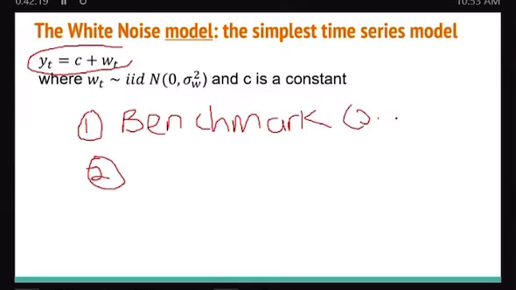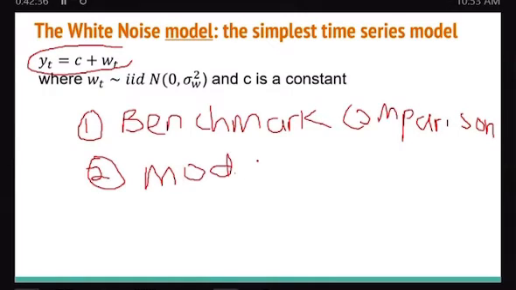Please, I need you to pay attention. You need this all the way. Benchmark comparisons. Then two, model diagnostics.